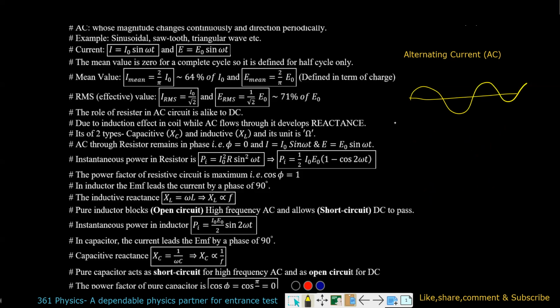I just gave you a general idea about alternating current and its definition. The magnitude of the alternating current is very difficult to specify.